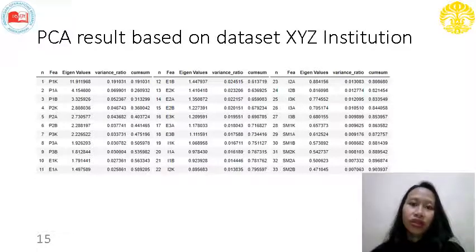Here is the PCA result based on the XYZ Institution dataset. The PCA feature selection in this study uses a 90% threshold on CUMSUM. CUMSUM is calculated as the sum of the variance ratio of the previous N and the variance ratio of the current N. The number of PCA components required to reach 90% is 33 components, chosen based on eigenvalues, so that the dataset represents all information.